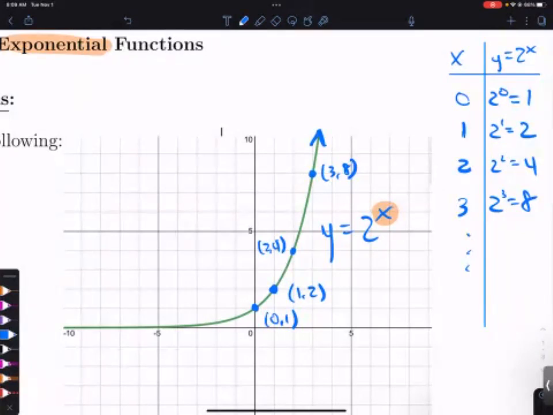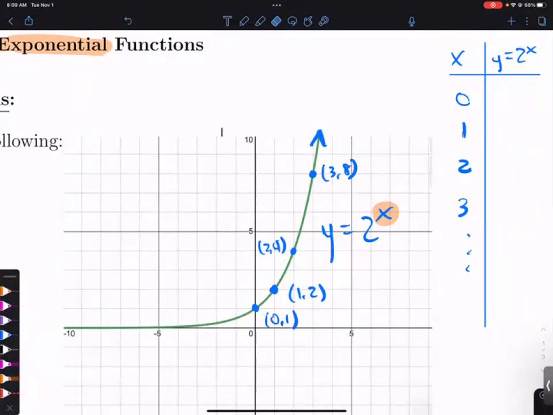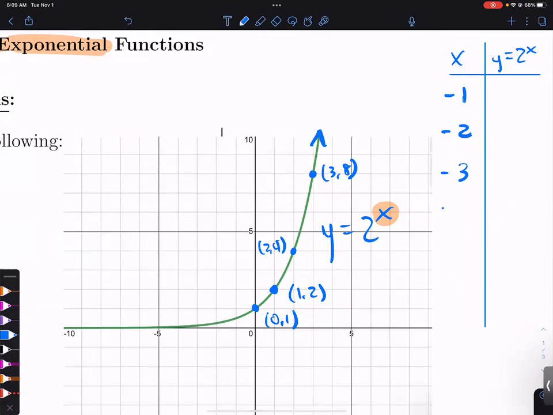What about going this way? What happens for negative values? Okay, yeah, it looks like it's sort of flattening out, right? It looks like it's doing a horizontal asymptote kind of thing. Like it's pointing toward the x-axis. Let's take some negative values and plug them in, just to get a feel for what's going on.